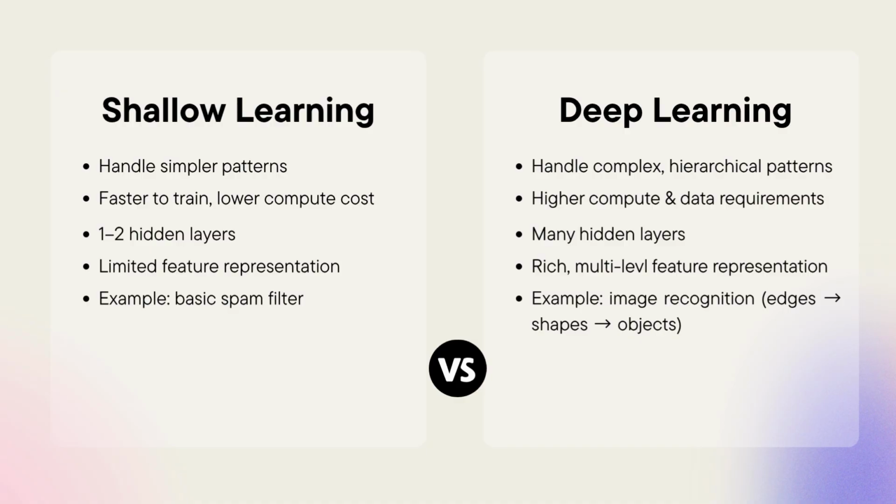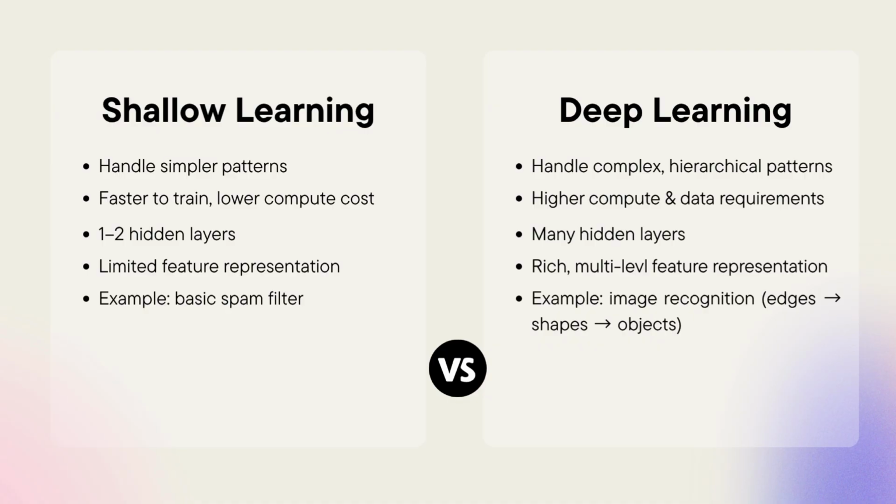Neural networks can be categorized as shallow or deep. Shallow networks typically have one or two hidden layers. They are easier to train, faster, and require less computational power. However, their representational capacity is limited, making them suitable for relatively simple tasks such as basic pattern recognition or linear classification.